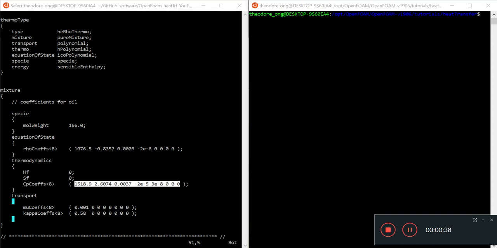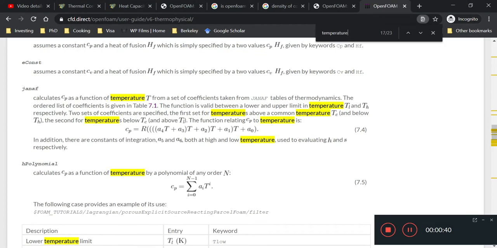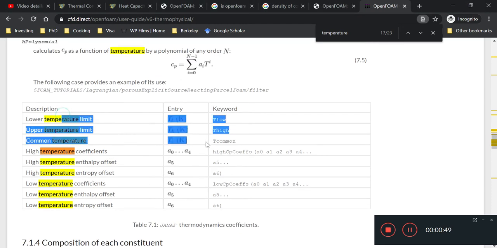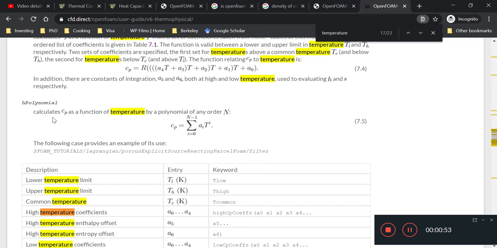So how do I know this? If you take a look at the OpenFOAM Thermophysical Guide on openfoam.org, it says that the temperature limit is usually in Kelvin. For example, where we have the H polynomial, we will have this temperature limit in Kelvin. So we can assume, by and large, the thermophysical properties are usually done in Kelvin, whether it's density or otherwise.